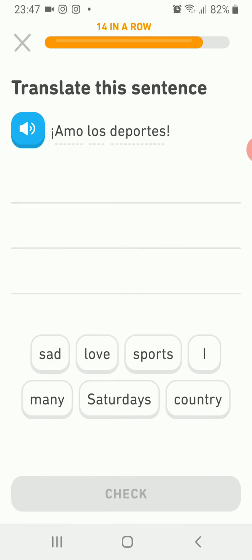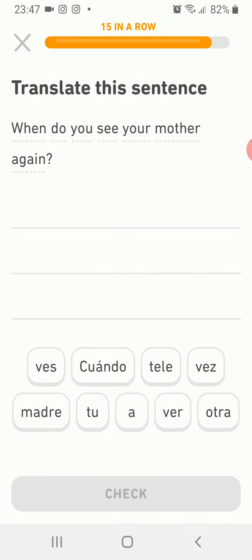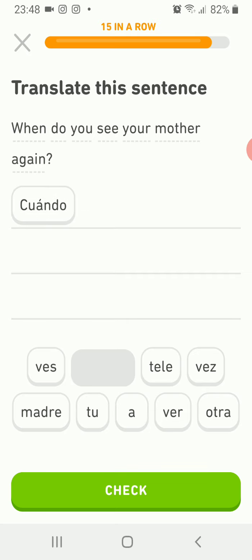Amo los deportes. Deportes is just sport, so sports. I love sports. Easy. And what? Translate this sentence. When do you see your mother again? So cuando. ¿Cuándo?